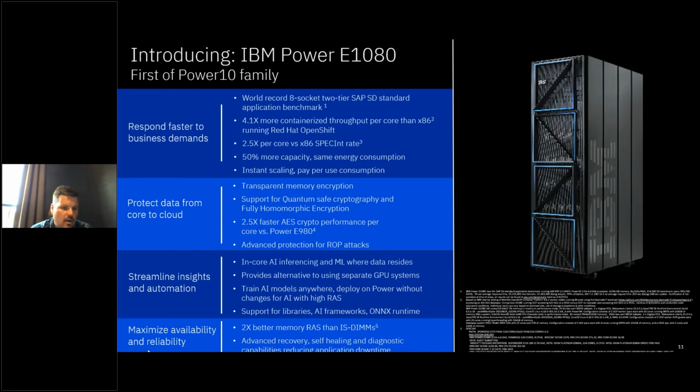And from a RAS perspective, our memory is 2x better than industry standard DIMMs. As memory footprints continue to grow, we know that memory RAS is critical, and we deliver the most reliable memory into the marketplace. We've also improved our throughput significantly. We actually deliver 2.6 times more memory throughput beyond what alternative architectures can do. So not only are you getting a more reliable implementation with memory, but you're getting a lot faster access and more throughput to that memory as well.